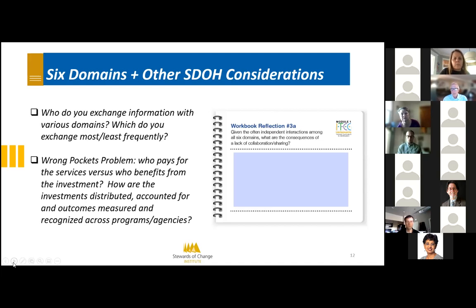Again, a couple of questions for consideration. Who do you exchange information with in the various domains? Within the various domains, which do you exchange most and least frequently? I'm hoping that as you're going through this, you're thinking about, gee, we really need these other kinds of information.